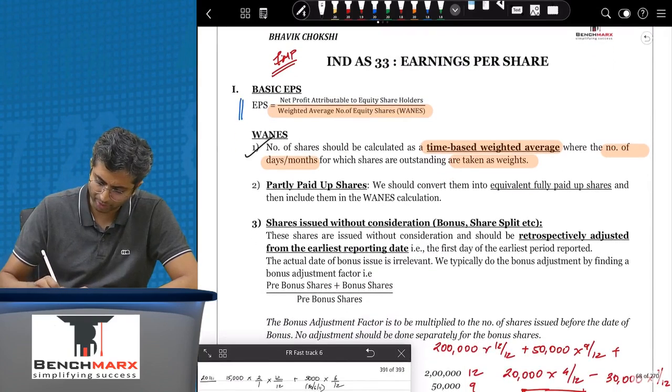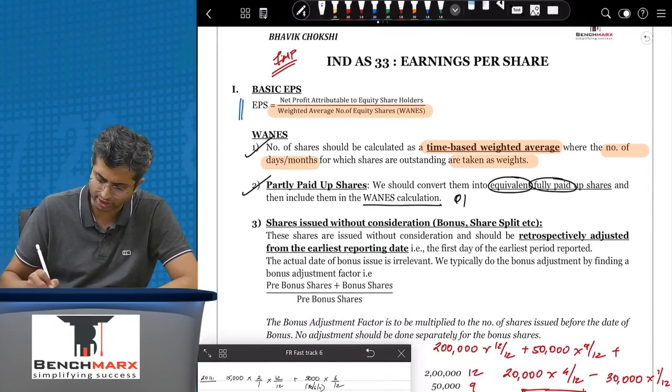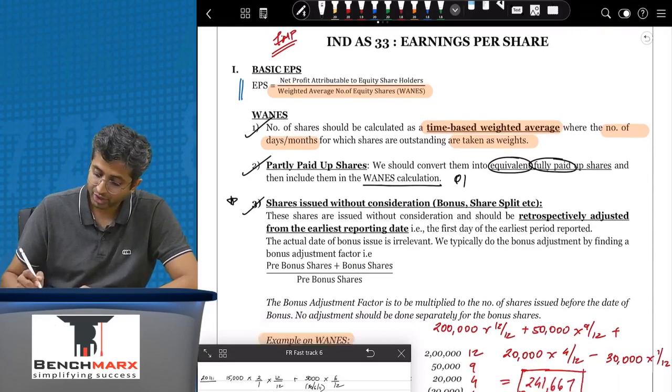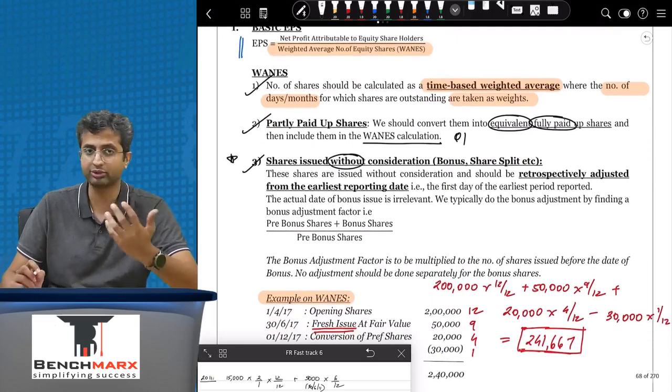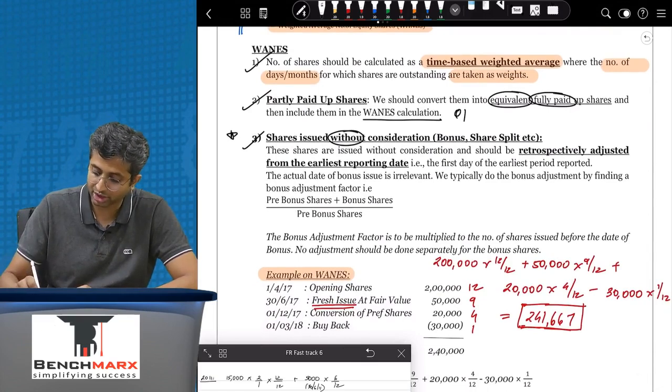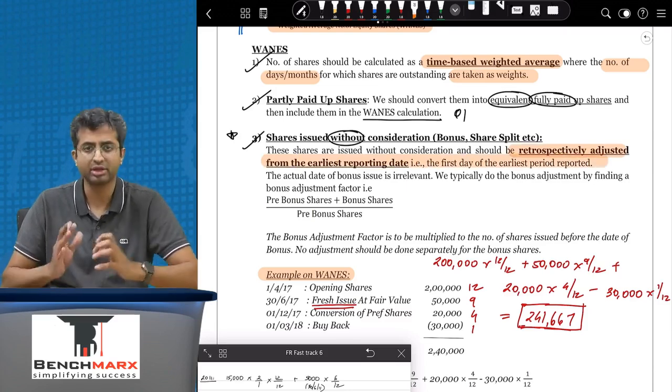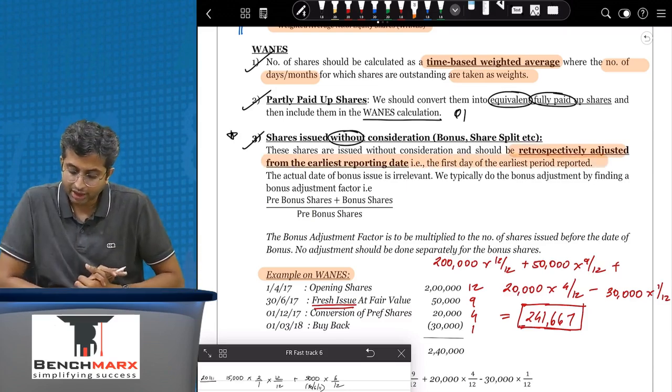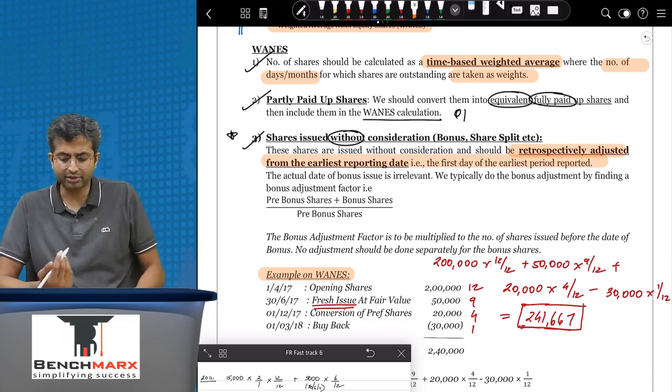So we have done point 1. Point 2, partly paid up shares, we should convert them into equivalent fully paid up shares and include them in the weighted average calculation like you did in question 1. And then point 3, shares without consideration, which can be bonus or split. These shares are issued without consideration and hence should be retrospectively adjusted from the earliest reporting date, that is the first date of the earliest period reported, if the shares are outstanding. The actual date of bonus issue is actually irrelevant.